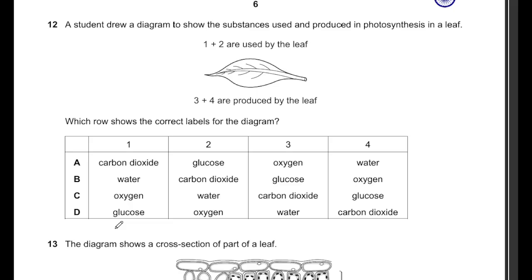A student drew a diagram to show the substances used and produced in photosynthesis in a leaf. 1 plus 2 are used by the leaf. Now what is photosynthesis? The raw materials for photosynthesis are CO2 plus H2O in the presence of sunlight and chlorophyll.